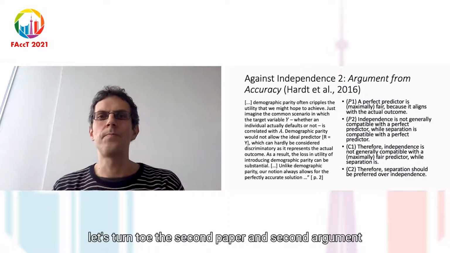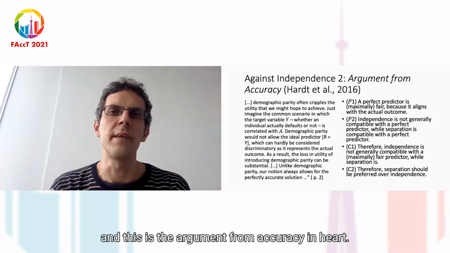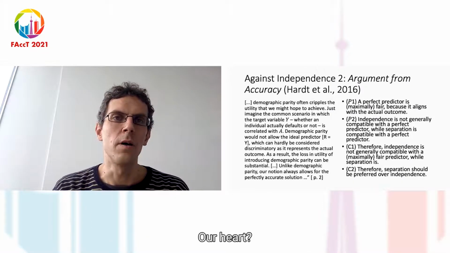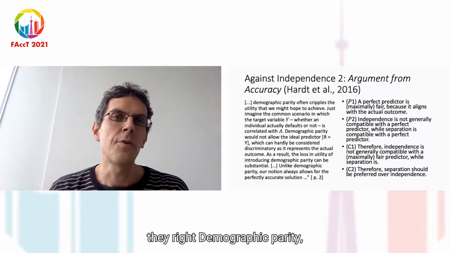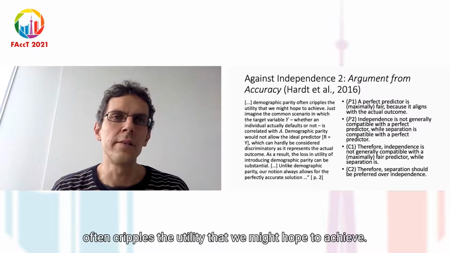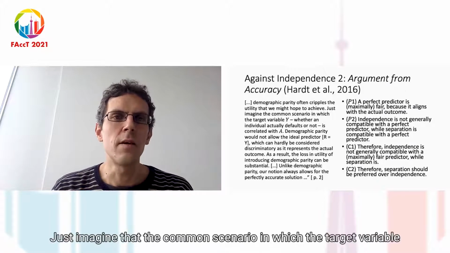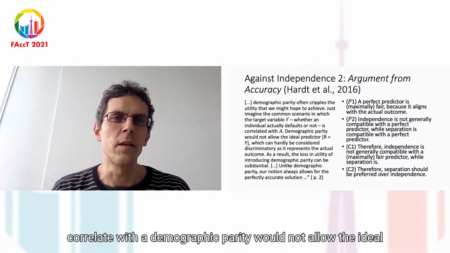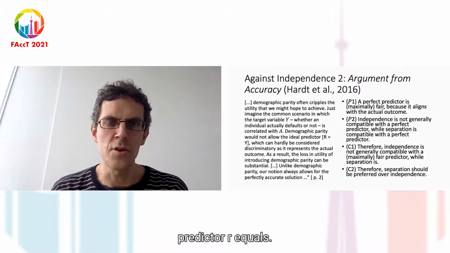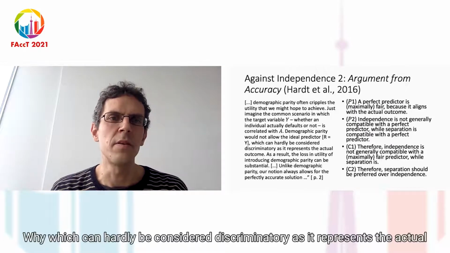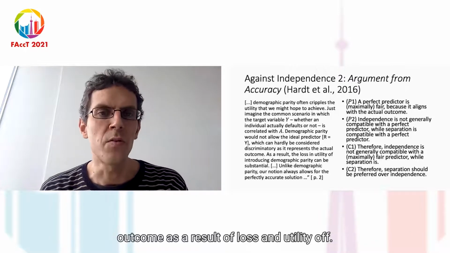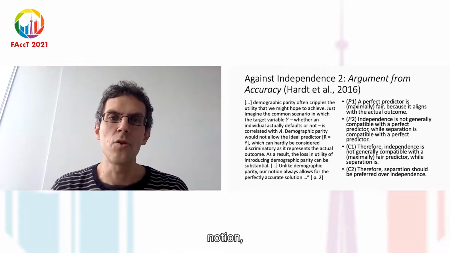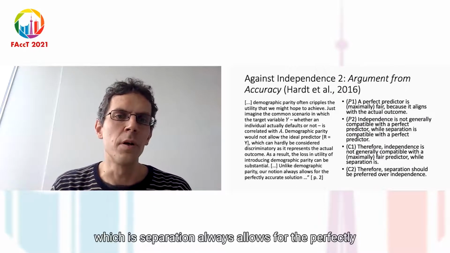Okay, let's turn to the second paper and the second argument against independence, and this is the argument from accuracy in Hardt et al. So what are Hardt et al. saying? They write, demographic parity, which is the same as independence, often cripples the utility that we might hope to achieve. Just imagine the common scenario in which the target variable Y, whether an individual actually defaults or not, is correlated with A. Demographic parity would not allow the ideal predictor, R equals Y, which can hardly be considered discriminatory as it represents the actual outcome. As a result, the loss in utility of introducing demographic parity can be substantial. Unlike demographic parity, our notion, which is separation, always allows for the perfectly accurate solution.